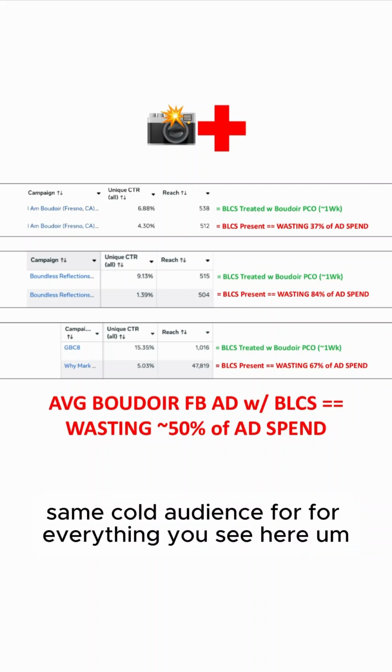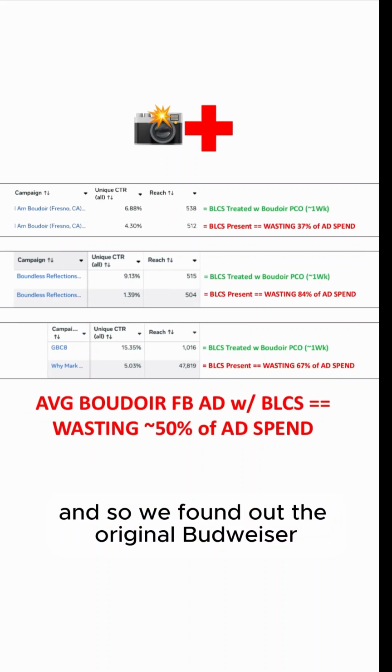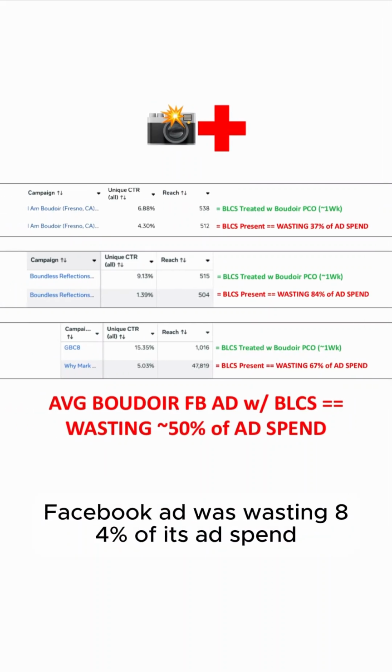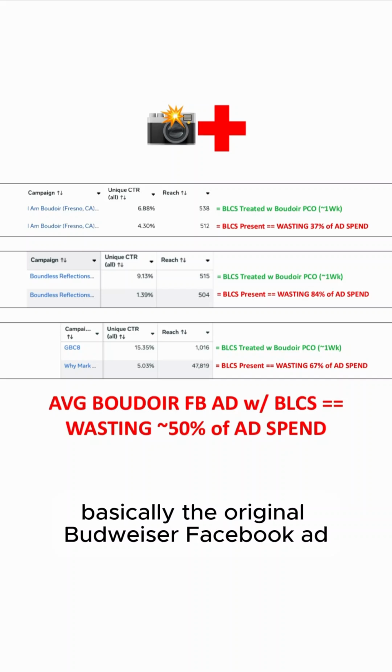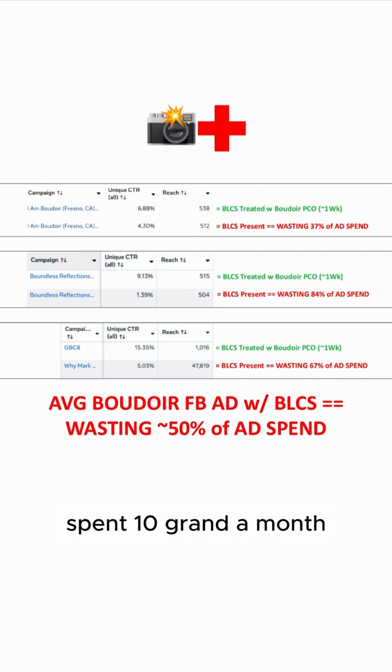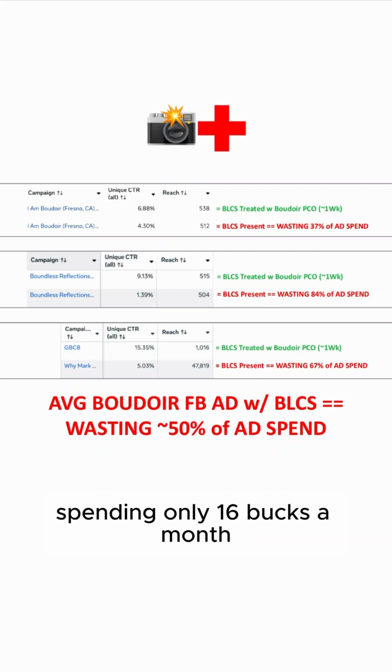It's the same city, same cold audience for everything you see here. And so we found out the original Boudoir Facebook ad was wasting 84% of its ad spend. So when it was doing that, basically the original Boudoir Facebook ad spent 10 grand a month. Instead of doing that, we can actually do the Boudoir Pico treated ad spending only 1,600 bucks a month.